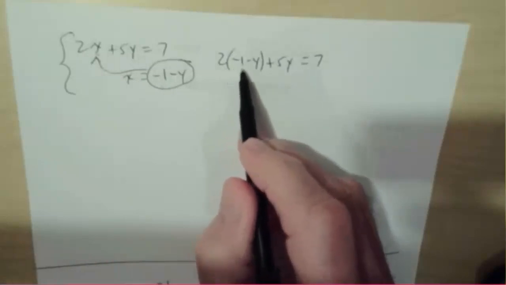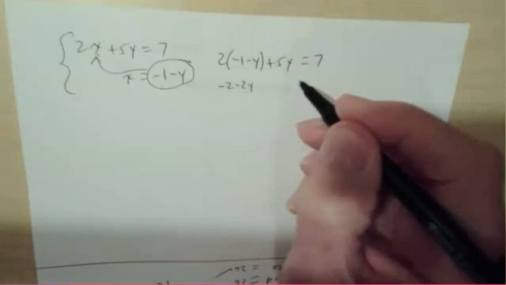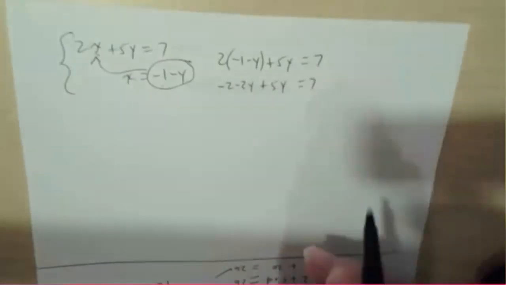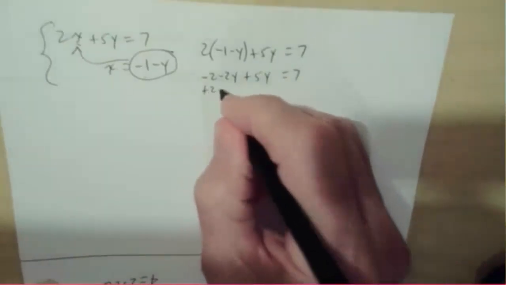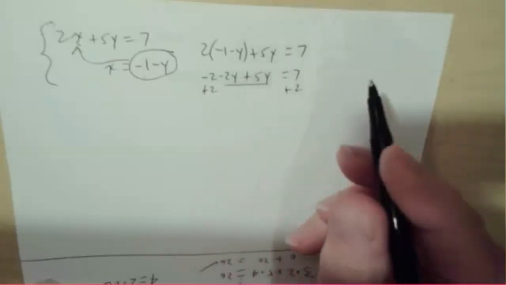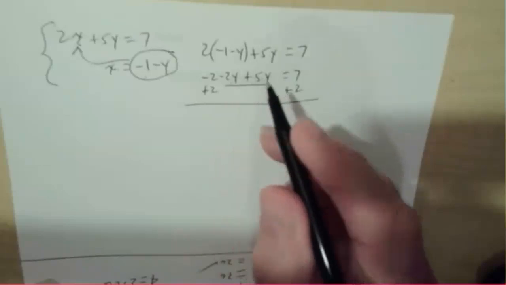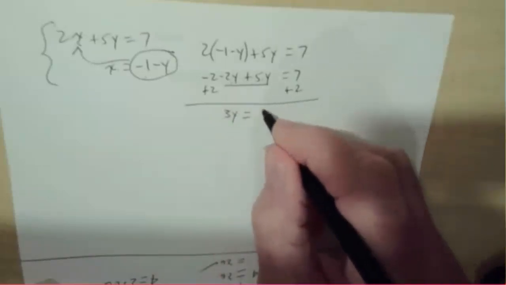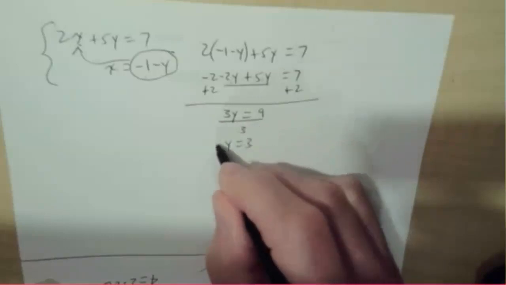Now we do the distributive property here. So we get -2 minus 2y plus 5y equals 7. Now I'm going to do two steps at once here. First of all, we're going to add 2 to each side, and we're going to combine like terms. So we get, 5y minus 2y is 3y equals 9. Divide by 3, y is 3.